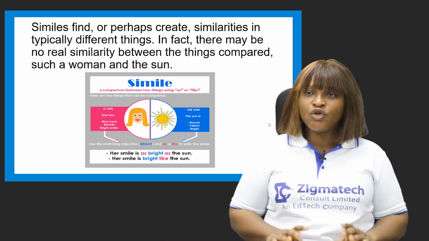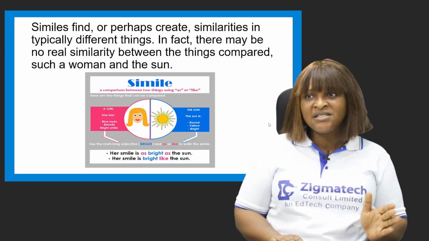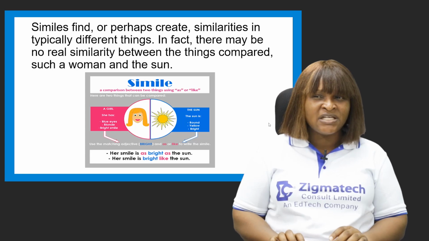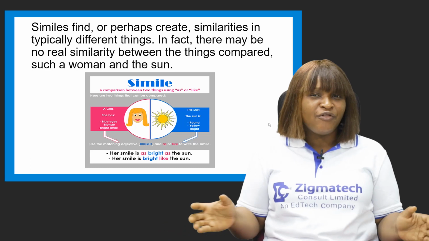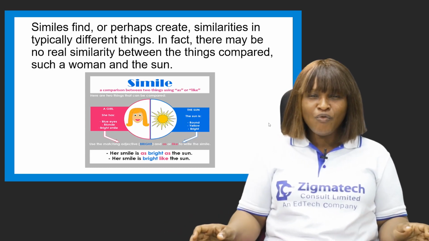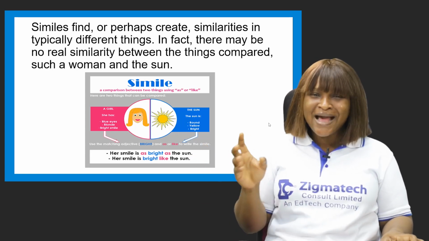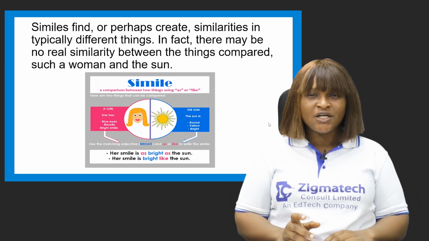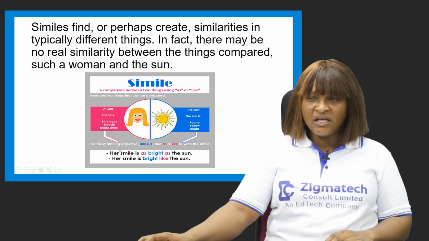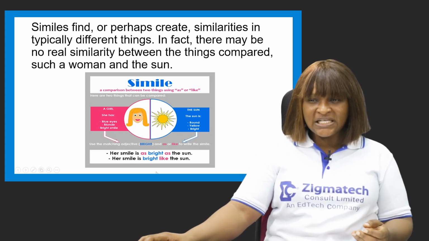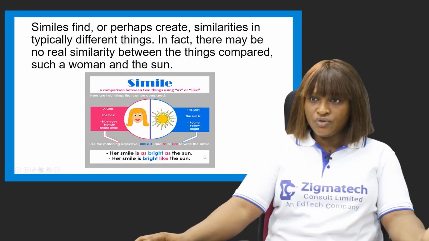So similes find or perhaps create similarities in typically different things. In fact, there may be no real similarity between the things compared, such as a woman and the sun. I don't see how the woman and the sun share anything in common. But what we are saying is that because the sun shines so much, and the woman smiles so broadly, she's being compared to the sun. She's likened to the sun. So this is the example we have here. Her smile is as bright as the sun, or her smile is bright like the sun. So it's either you use as or you use like.